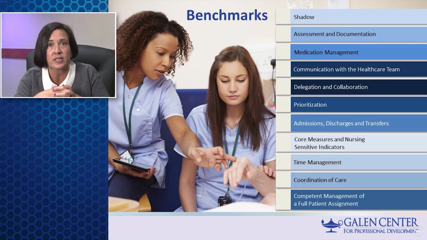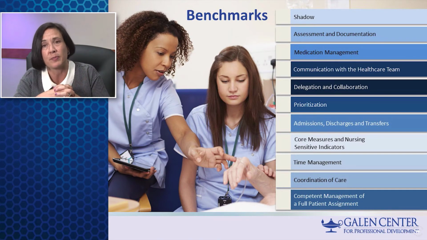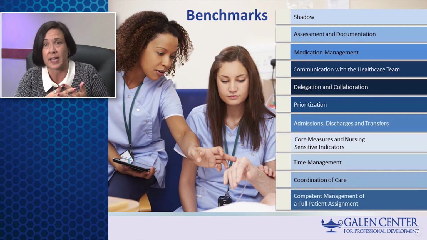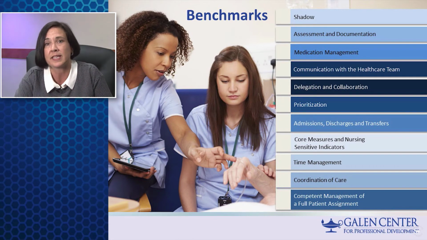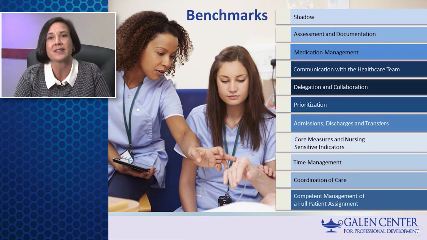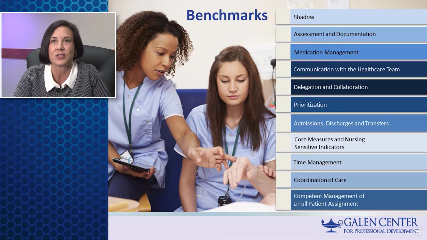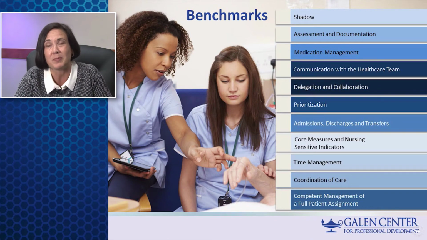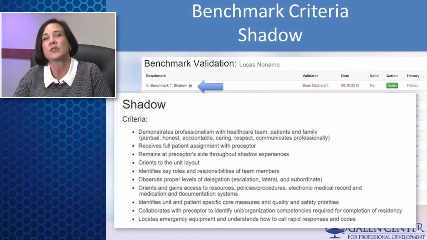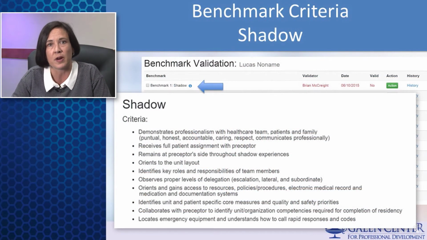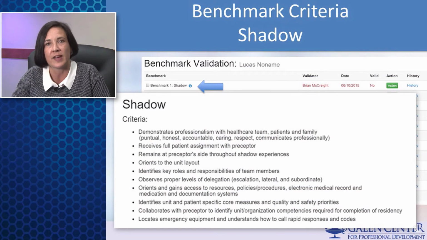Some transition nurses take 10 weeks to have their benchmarks validated. Others may only take 8, and another nurse may take 16 weeks. The point is that once all benchmarks are validated, that's the point that this transitioning nurse can go into productive staffing and be part of your team. So here is an example of the initial benchmark, shadowing, with the criteria for validation.